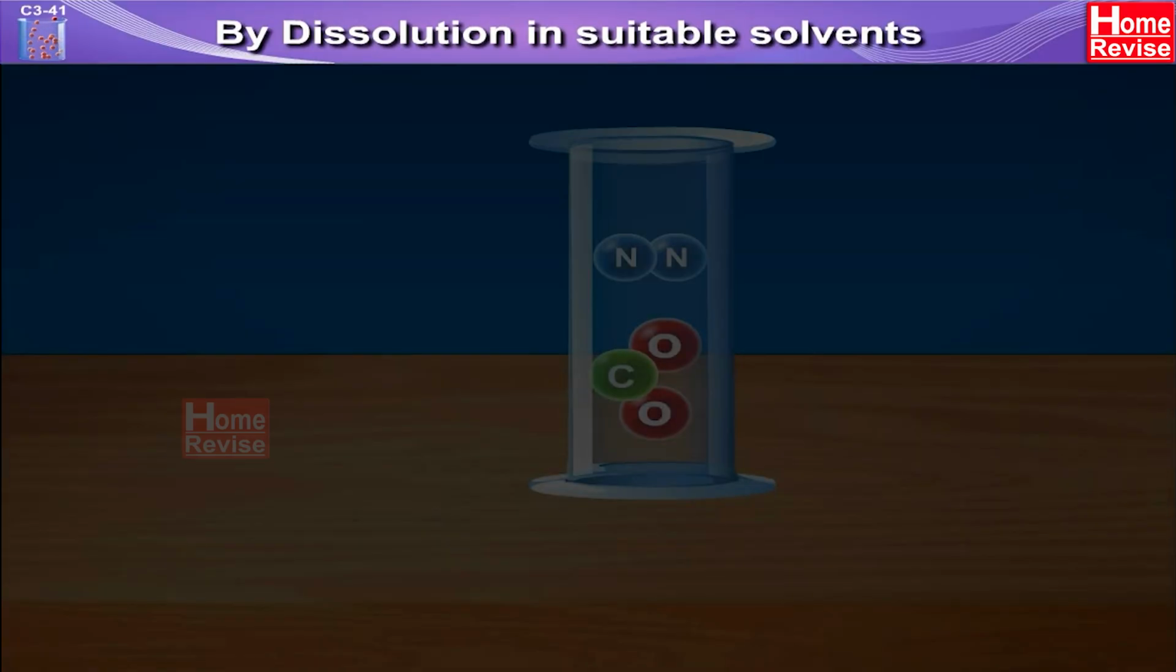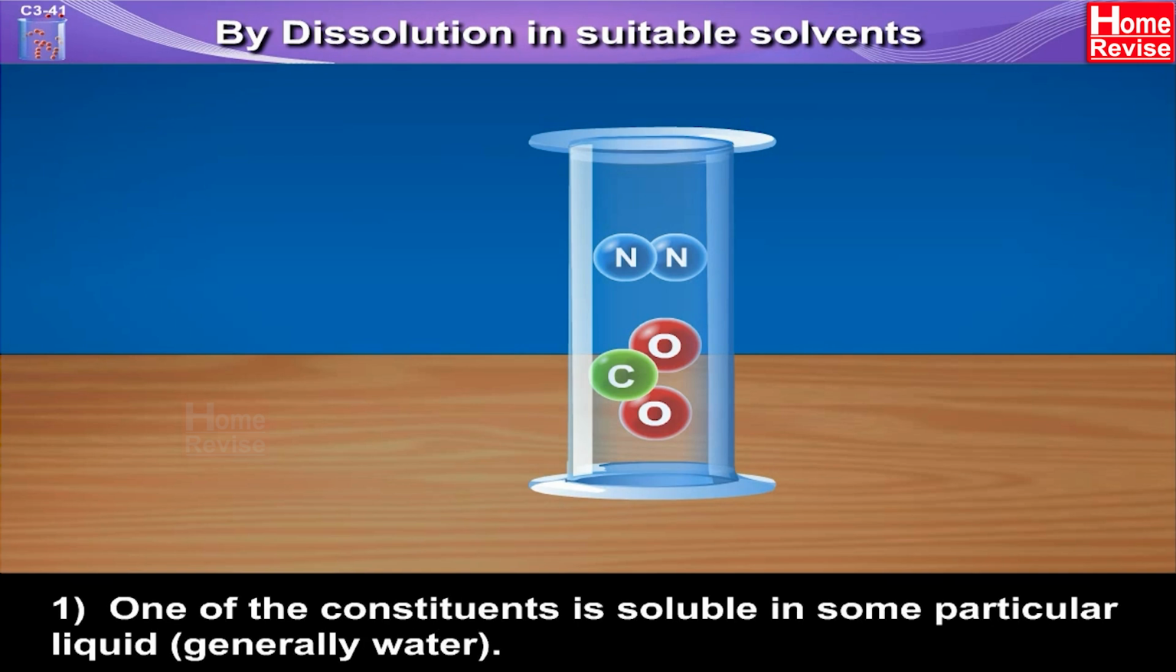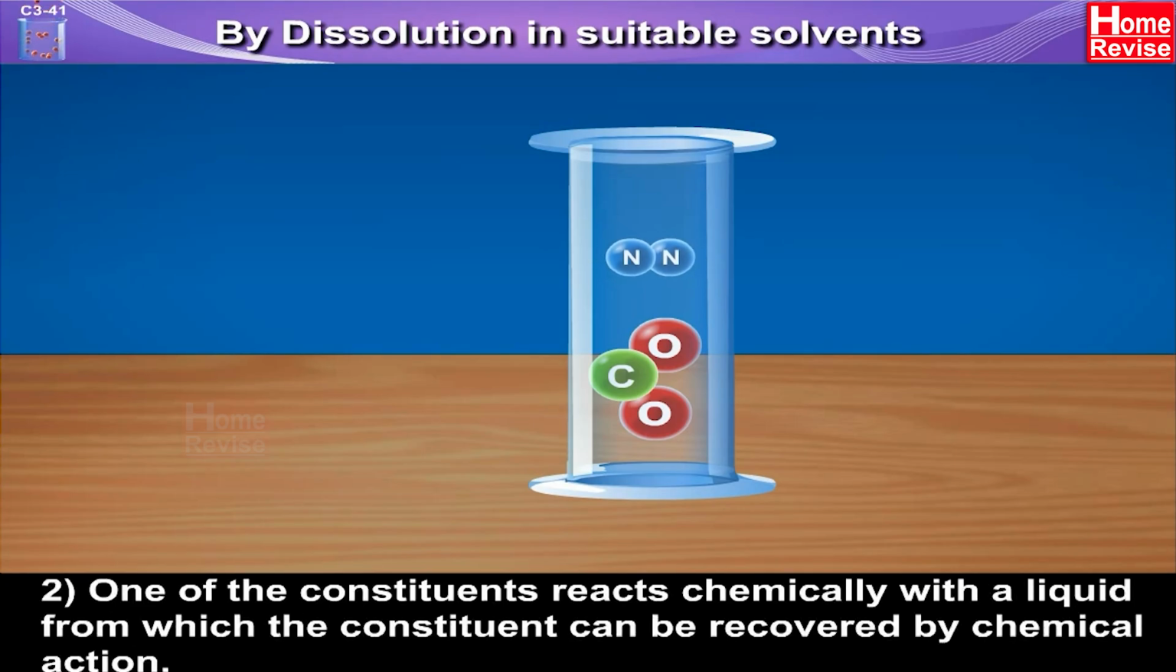But dissolution in suitable solvents. The constituents of two gases can be separated if 1. One of the constituents is soluble in some particular liquid, generally water. 2. One of the constituents reacts chemically with a liquid from which the constituent can be recovered by chemical action.